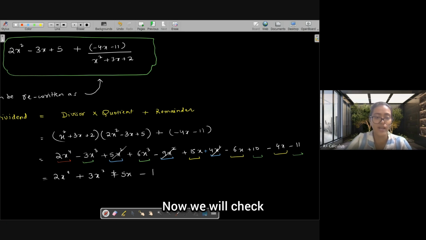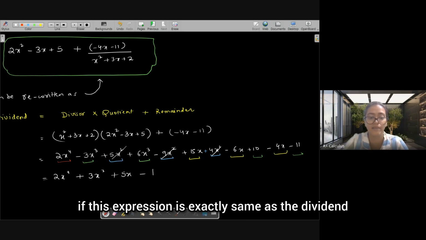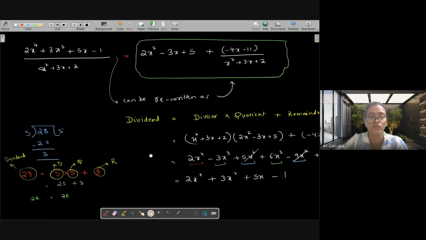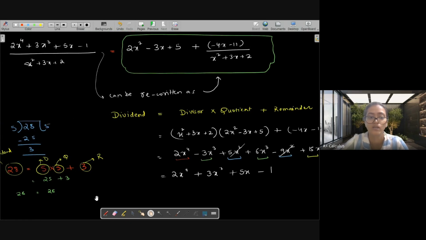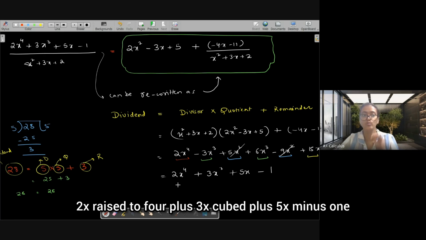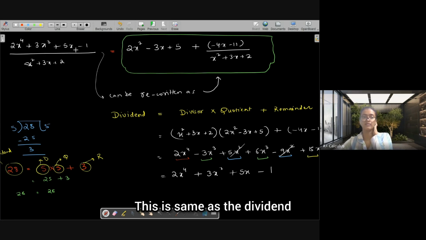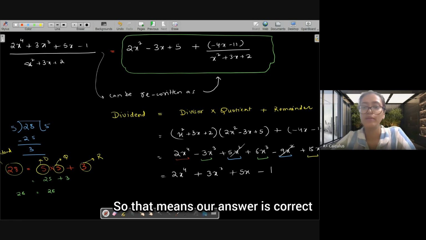Now we will check if this expression is exactly the same as the dividend. This is the dividend, 2x raised to 4 plus 3x cubed plus 5x minus 1. This is the same as the dividend that was given in the question. So that means our answer is correct.